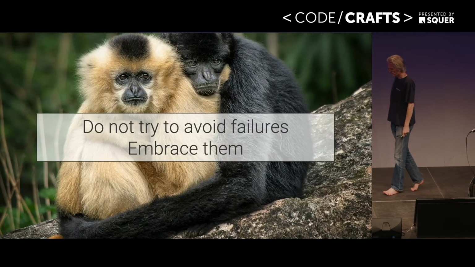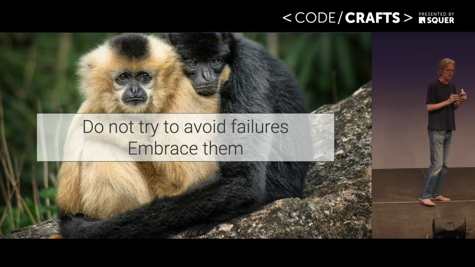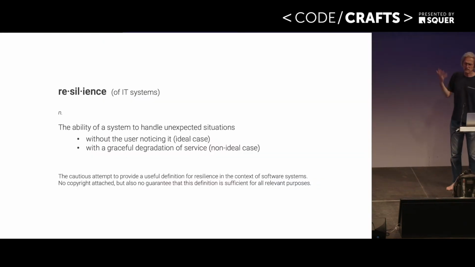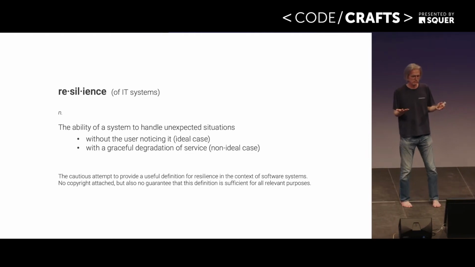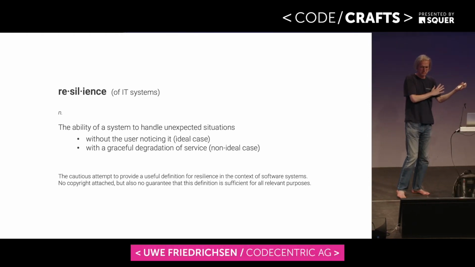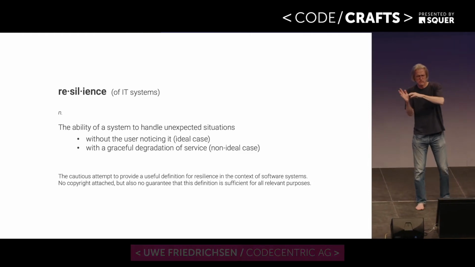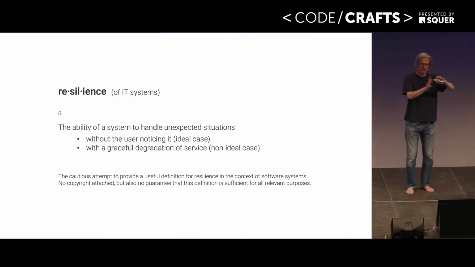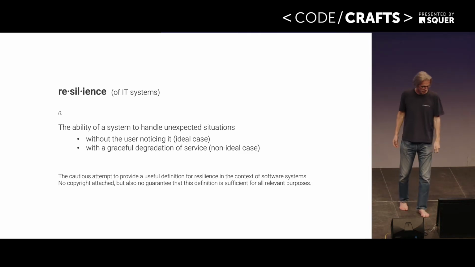So in terms of resilient software design, we can no longer try to avoid failures from happening. We have to embrace them and deal with them. So my definition of resilience is something like, trying to handle an unexpected adverse situation in a way that hopefully the users don't even notice that something went wrong in your system, or in the not so good case that you have some kind of graceful degradation of service, so that you still can answer, but maybe it's not as good as it would be in a perfect situation.